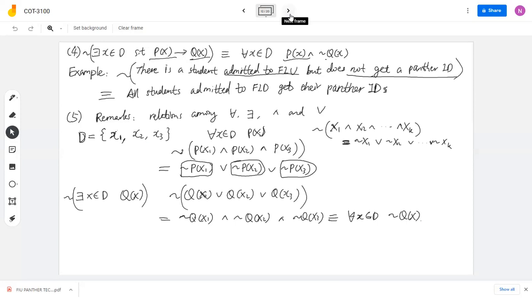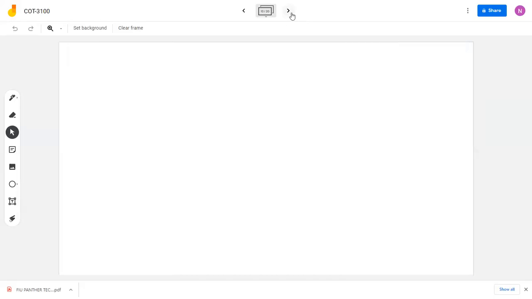Okay, I hope this explains the relation: when you negate the existential quantifier, you get a universal quantified statement, and when you negate the universal quantified statement, you get an existential quantified statement. Let's move to the next page.